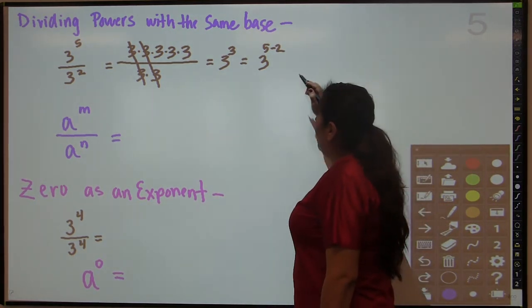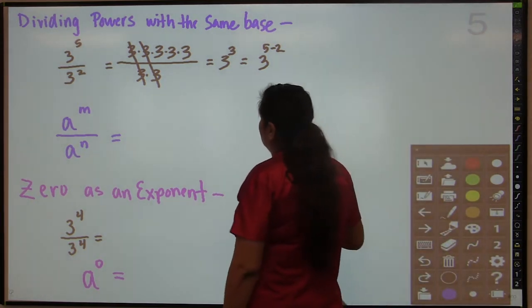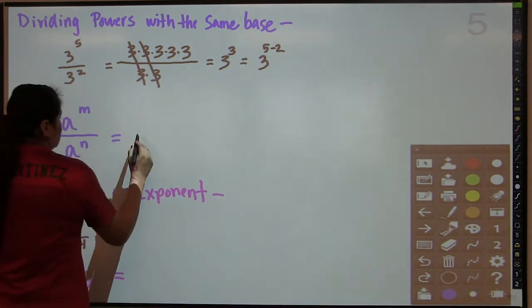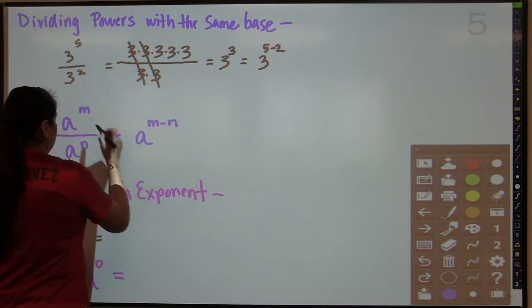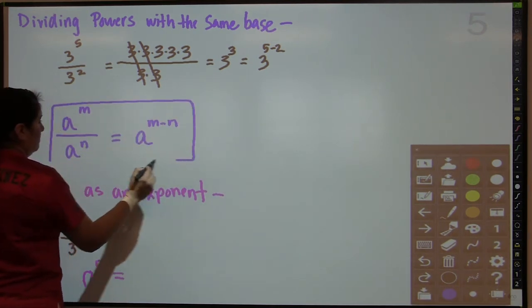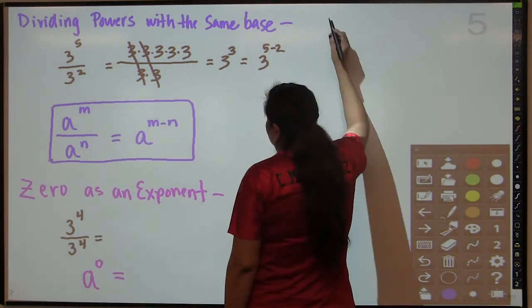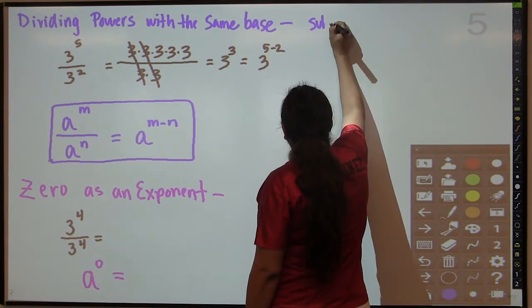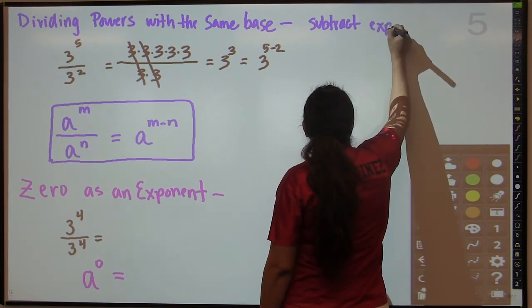So the rule here then is that when you are dividing powers with the same base, then you subtract the exponents, the top minus the bottom in that direction. So you get that as your rule. And we can say here that in the case of division, you subtract exponents.